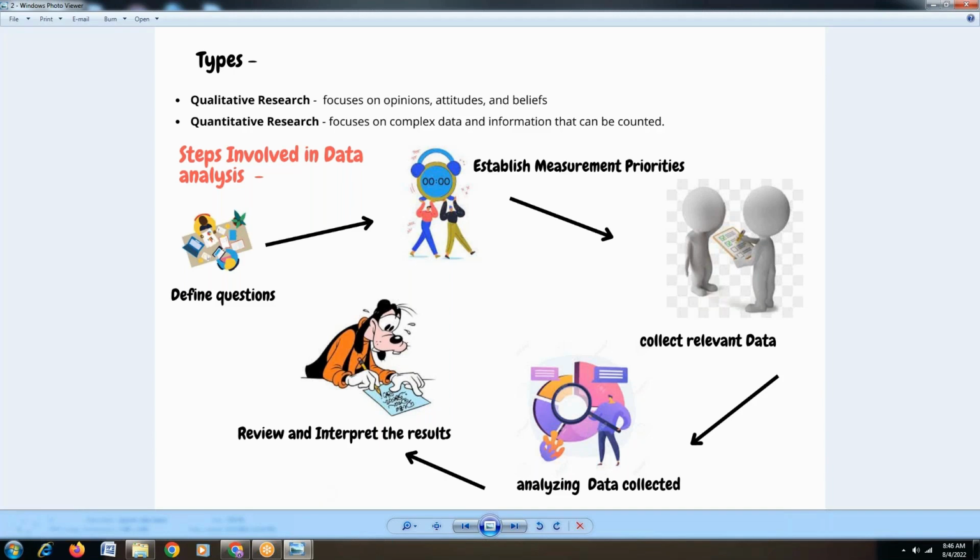So here we analyze the data using different tools as I stated, including data visualization tools like Power BI and Tableau. Next, whatever data we have analyzed so far will be reviewed and interpreted. Based on the results, decisions will be taken in any organization. So this is the brief introduction about data analysis.